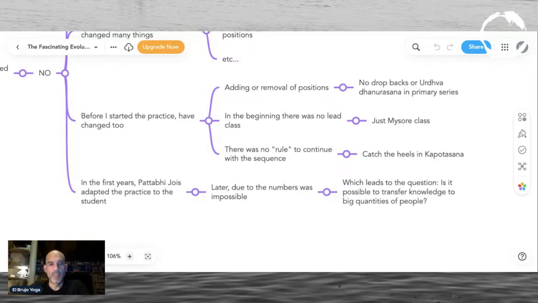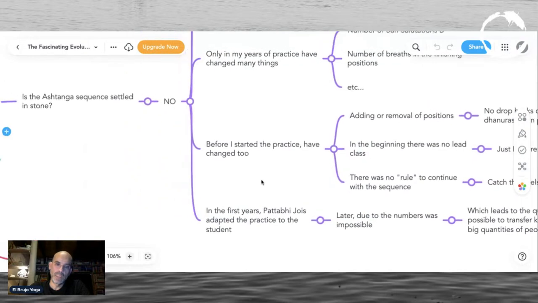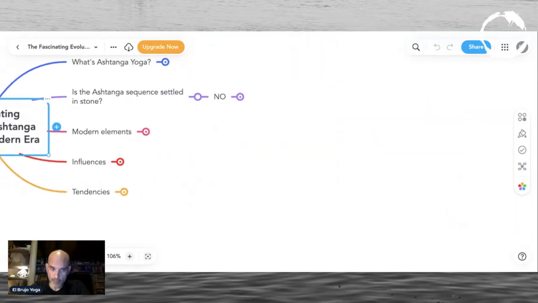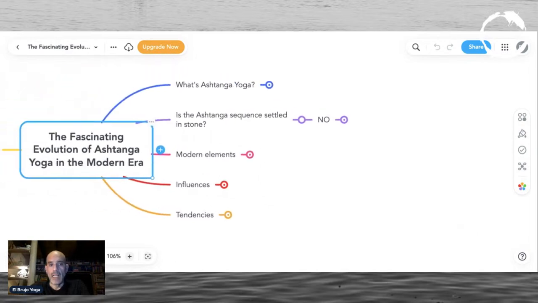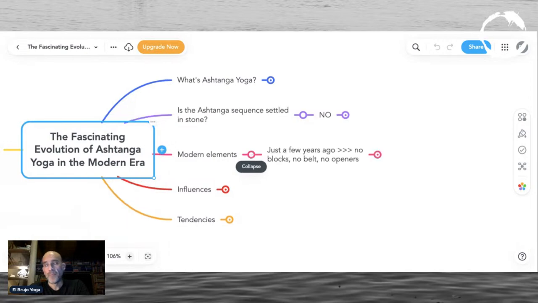It's very different to practice with somebody that was a senior teacher that was learning when there were not many people in the shala, and learning with somebody that came in the late 90s or early 2000s. They have a different mindset. And this was because it was really overcrowded.